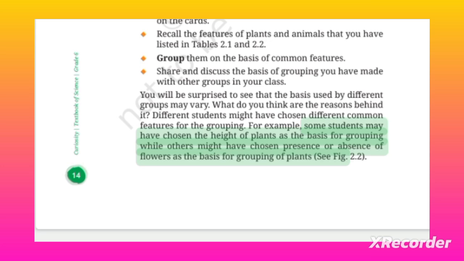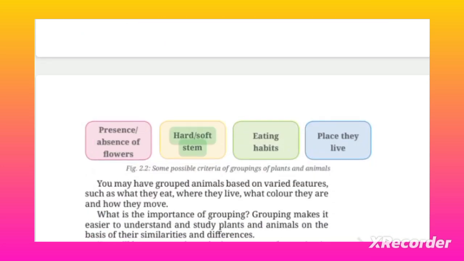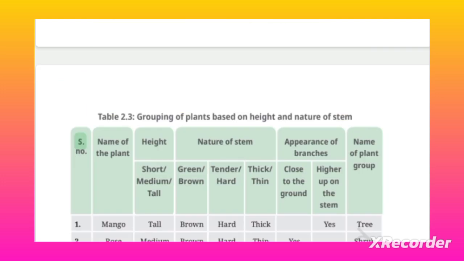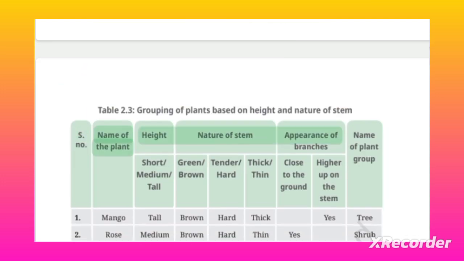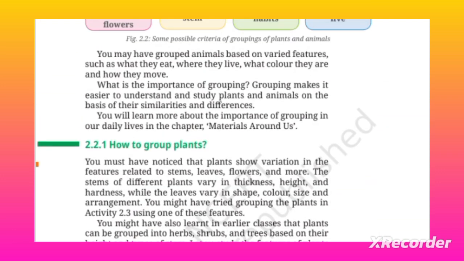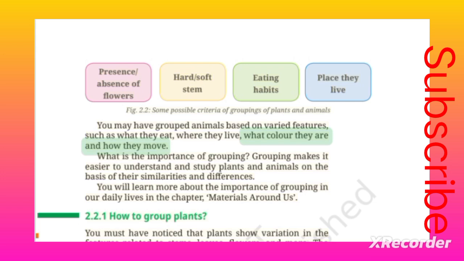See Fig. 2.2. The flowers, hard or soft stem, eating habits, and the place they live are some possible criteria, such as what they eat, where they live, what color they are, and how they move.